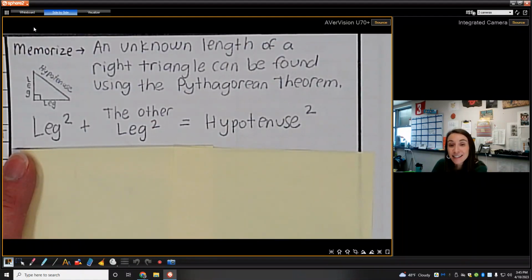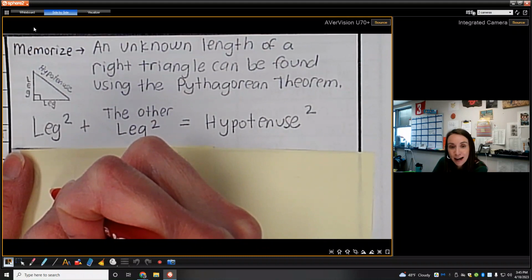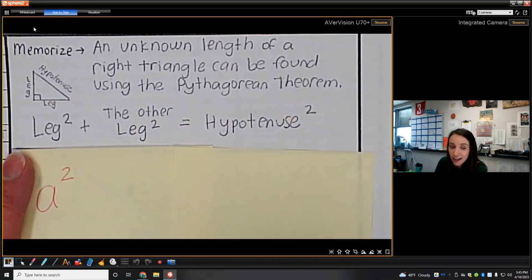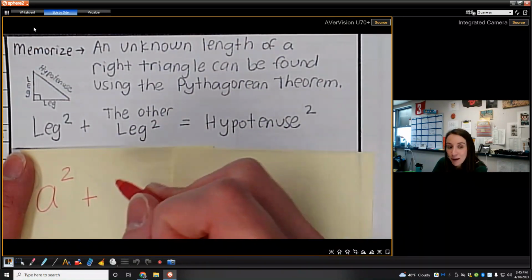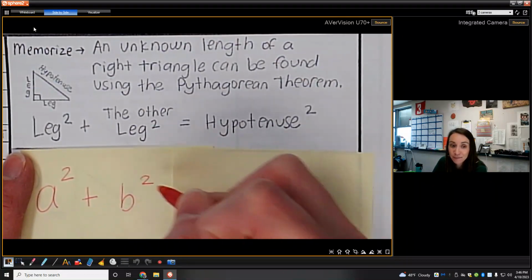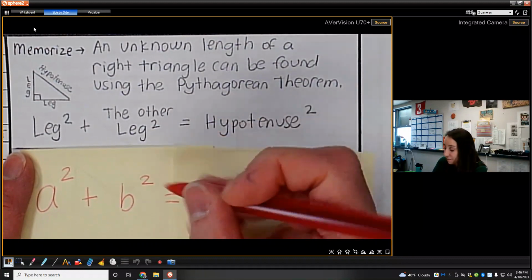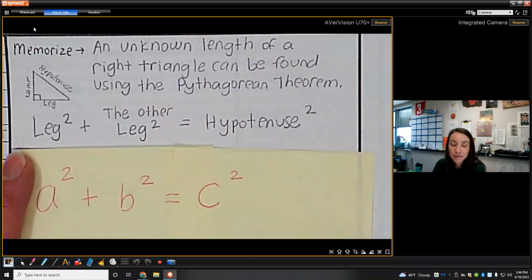Another way that you might see the formula for the Pythagorean theorem is like this. That first leg squared can be represented by the variable a, and you've got to square it. The length of the other leg can be represented by the variable b, but don't forget to square it when you put it in that formula. And the length of the hypotenuse, they represent with the variable c, but don't forget to square it.